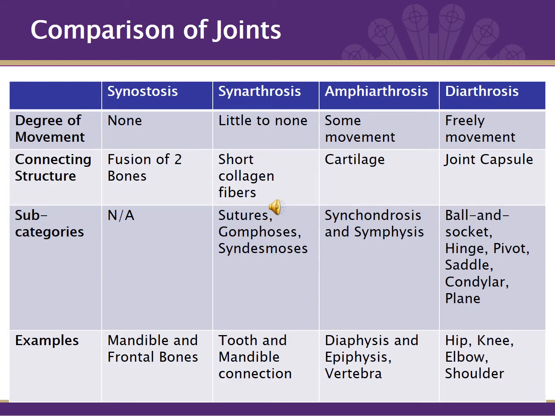This chart summarizes the joints that we will be covering in the next slides. There are 4 different categories, and they are organized based on the type of joint that connects the bones and the degree of movement.